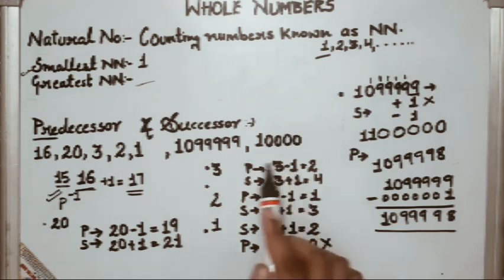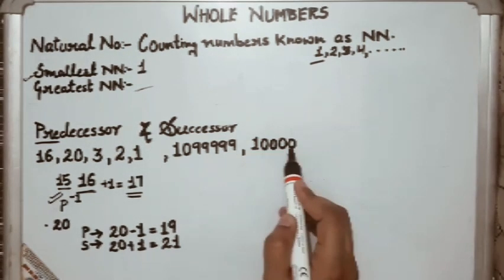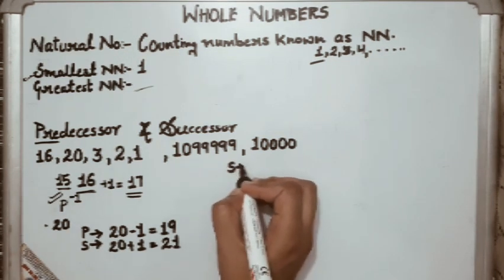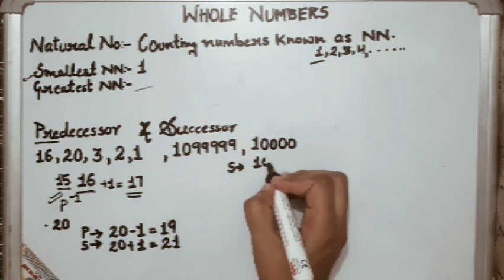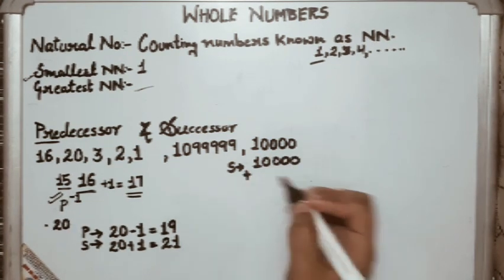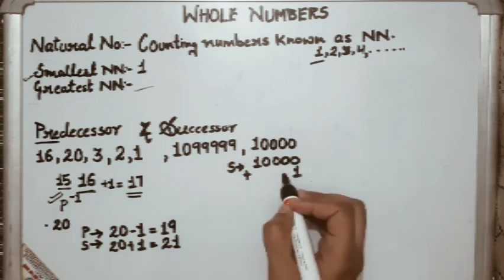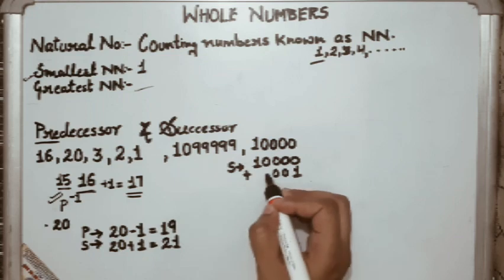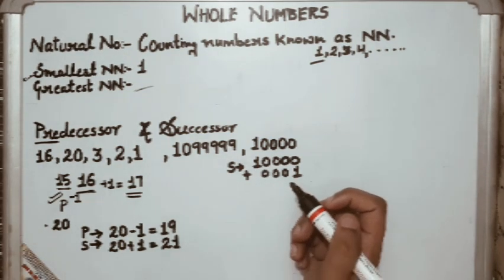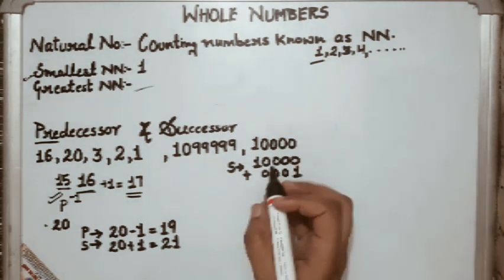Now let's take the last example, that is 10,000. So firstly we will find out its successor. Now 10,000 plus you have to add 1 to it. The remaining gaps will be filled with 0. In the case of multiplication and division, it becomes 1. We will see it when that type of question comes.